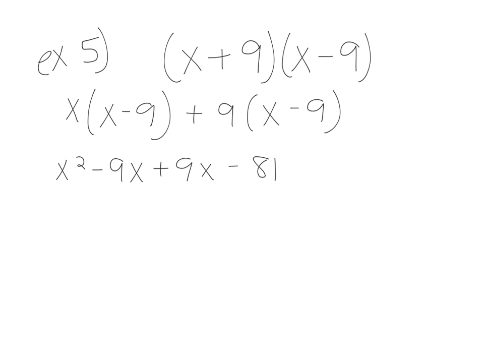Okay, so notice here after you distribute, when you combine like terms, negative 9x plus 9x, they're the same thing. So they actually cancel each other out. So you are just left with x squared minus 81. Now, this is what makes it a special case. You still have a binomial times a binomial, except now, when you multiply it out, you're not left with a trinomial, you're just left with a binomial.